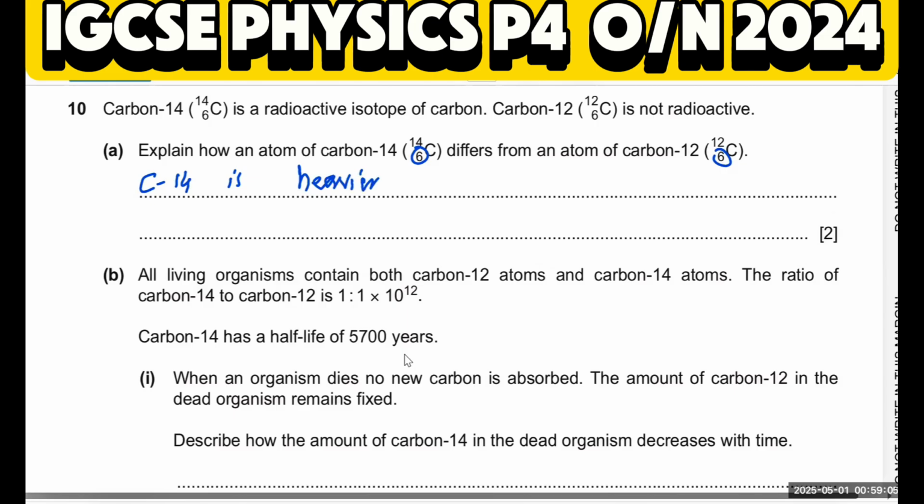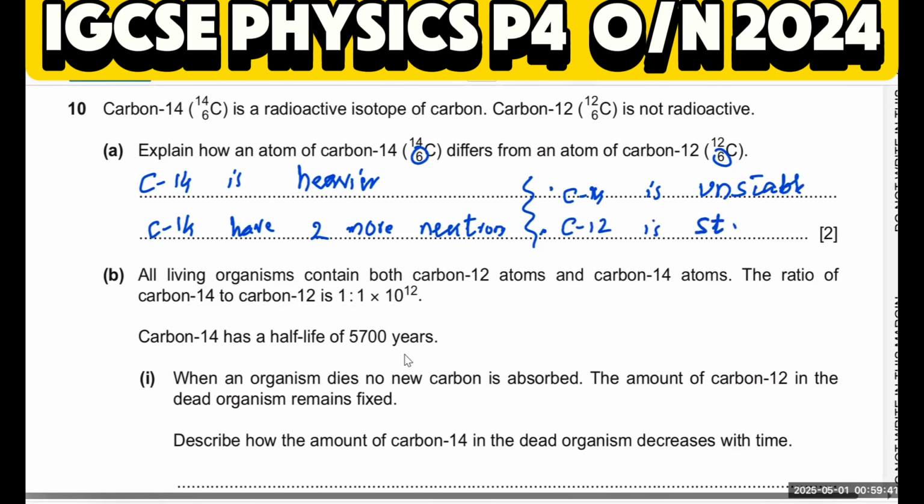And the second point, you can write carbon 14 has two more electrons, sorry, neutrons, carbon 14 has two more neutrons. These differences are enough, or you can write carbon 14 is unstable, or you can write carbon 12 is stable because it's non-radioactive. Every non-radioactive material is stable. So there are four differences you can write, or two.